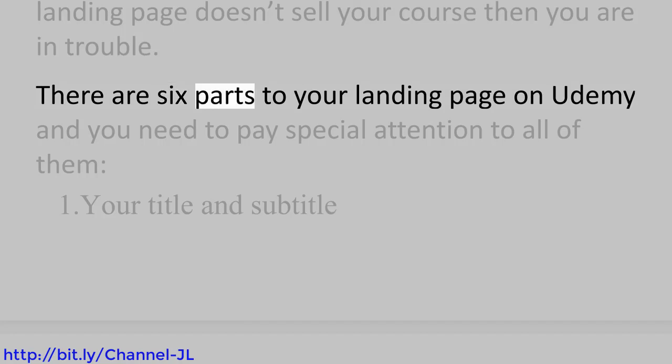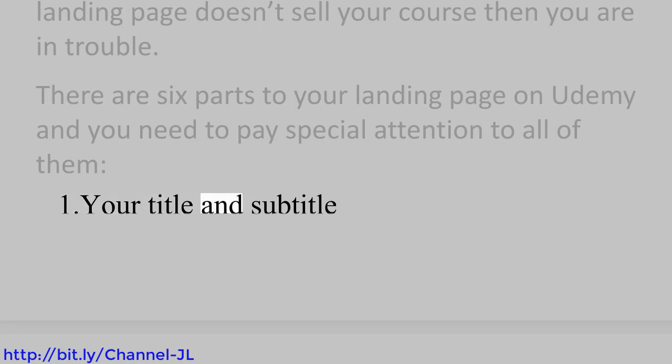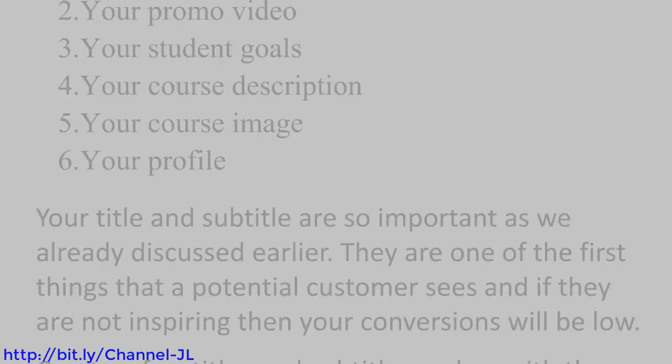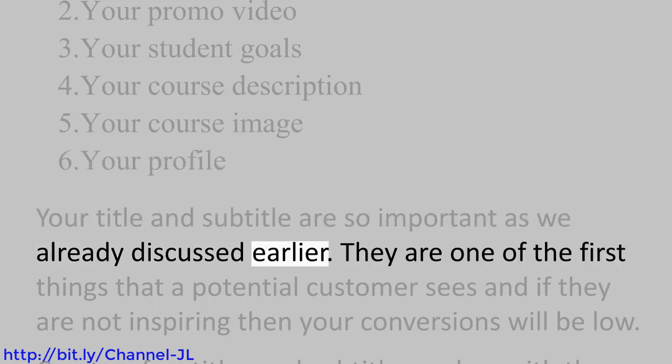There are 6 parts to your landing page on Udemy, and you need to pay special attention to all of them. 1. Your title and subtitle. 2. Your promo video. 3. Your student goals. 4. Your course description. 5. Your course image. 6. Your profile. Your title and subtitle are so important, as we already discussed earlier.